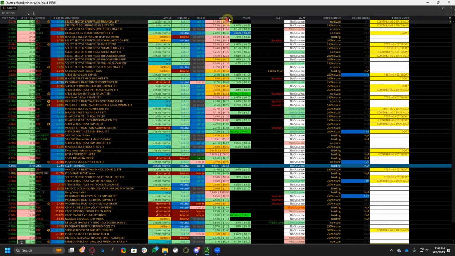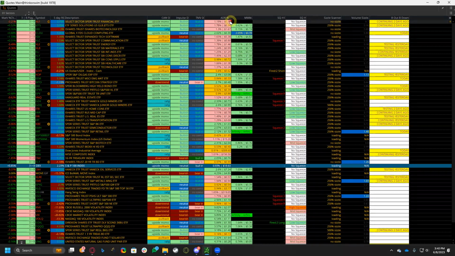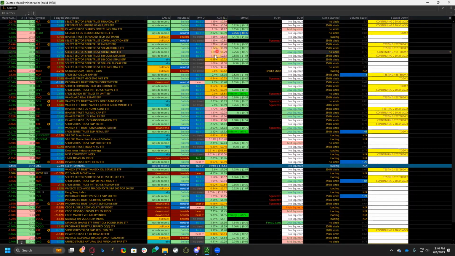So that's the ADR percent. And I know a lot of you don't think in percentages. So I wrote the indicator to give us not only that 1.24%, but also what that equates to in a dollar value for that particular stock, right? Because a 1% move in a $5 company is completely different than a 1% move in a $5,000 company.